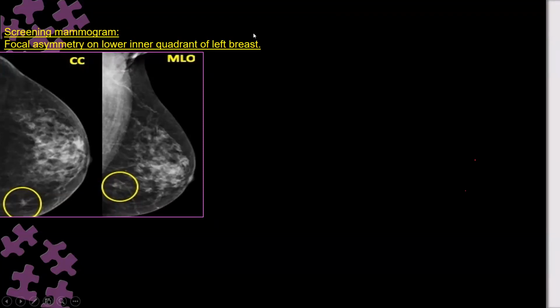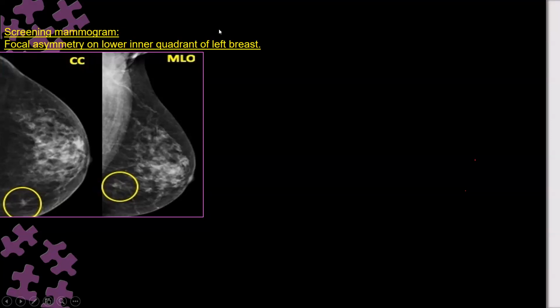Straightforward. We call this what? So I have no prior and current study. I have one single study, a baseline study. I could see something here and here. So we call it what? Focal asymmetry. Huh? Focal asymmetry. And it is written here: focal asymmetry in the lower inner quadrant.